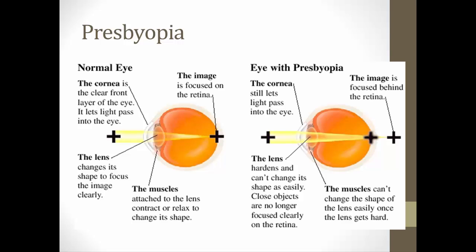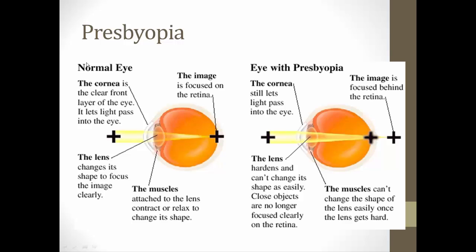Another condition we can have, actually we'll all end up with as we age, is called presbyopia. This is when you start laughing at your parents because they're stretching their arm out full length to try to read something. This happens because the lens loses its elasticity.